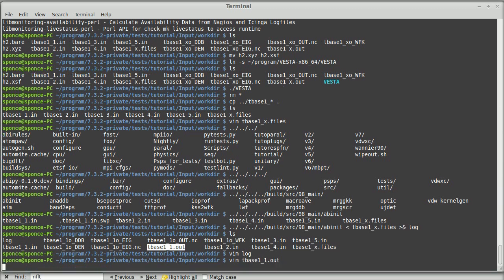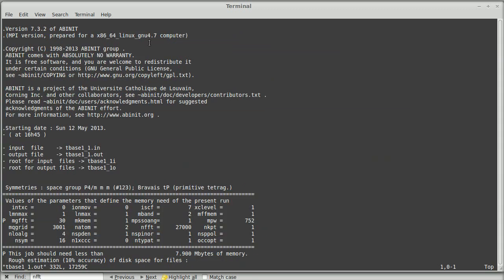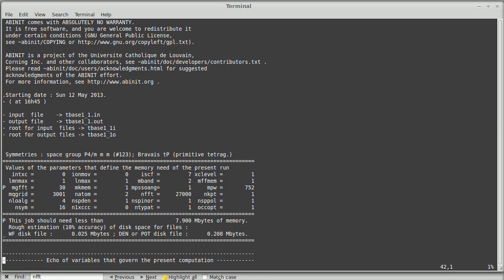If we go into the output file, you can see the version, then the symmetries of the system. ABINIT computes the symmetries, and it tells you that the symmetry is P4/mmm, the 123 space group. It's a primitive tetragonal. Then it gives you the value of some input variables that you didn't necessarily set. Some are default and some are calculated. For example, here you have the number of symmetries for your system, so you have 16 symmetries.